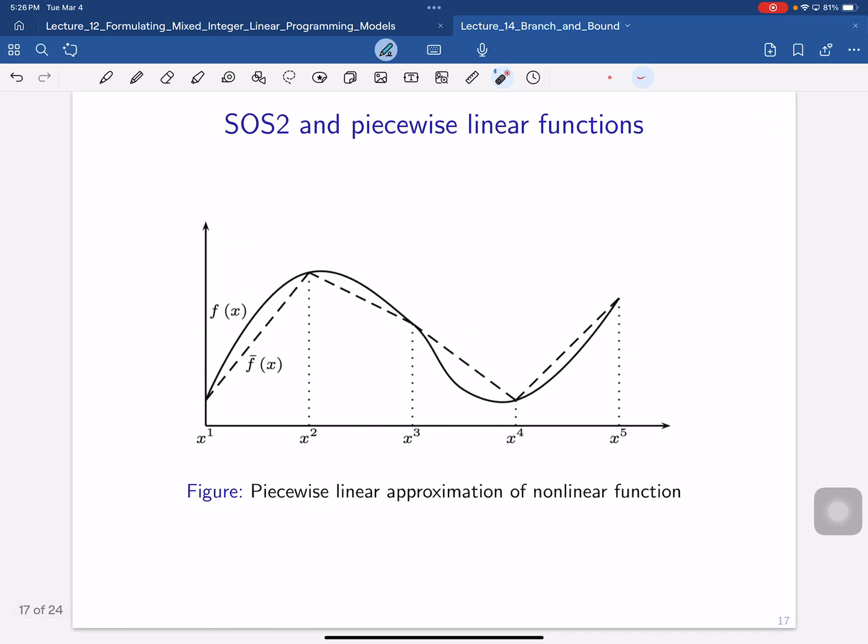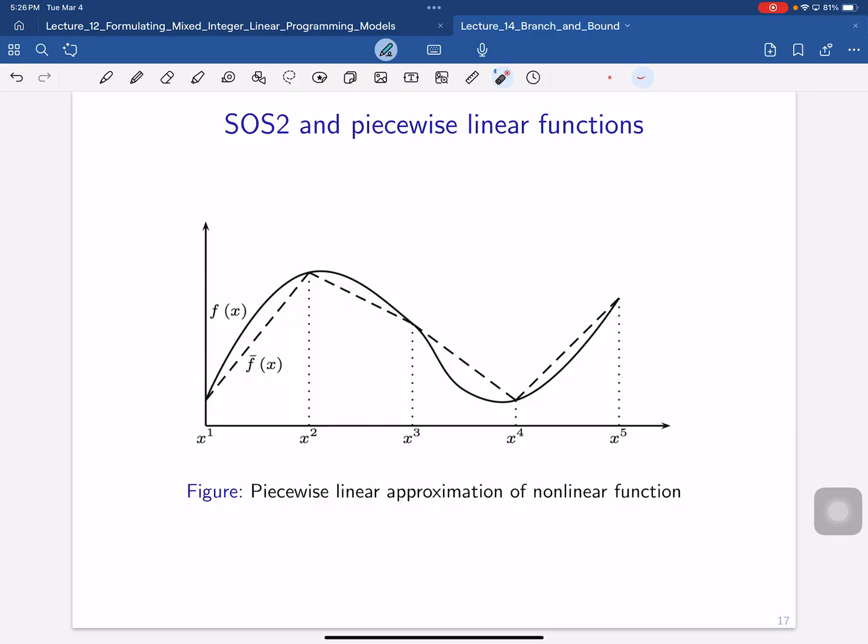Okay, and then as you can imagine, there is another type of special order set called SOS2. It has very wide applications in mixed integer linear programming as well, because it can represent piecewise linear functions, right? So you might be wondering, if you have a non-convex function, how do you approximate it?